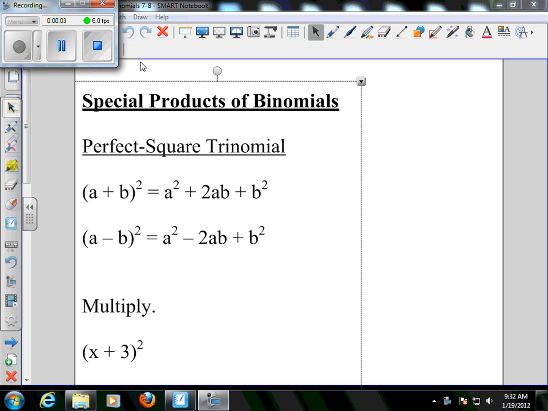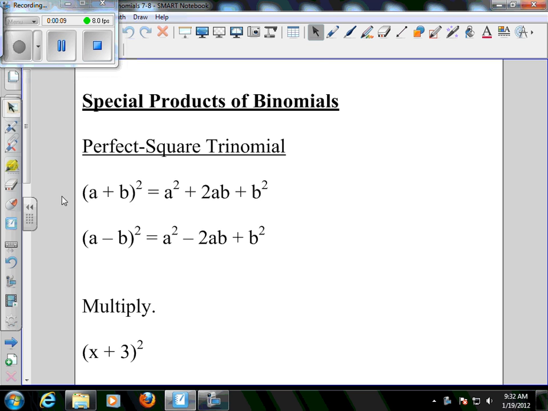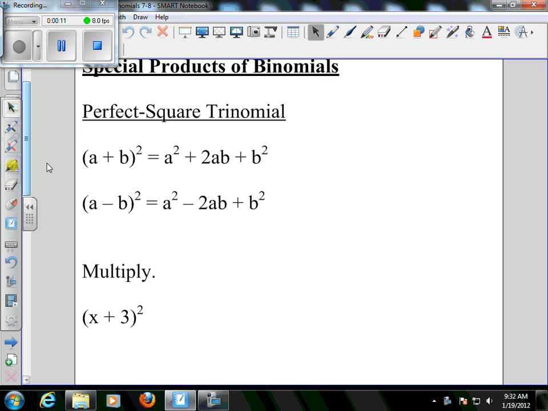Today we're going to be talking about special products of binomials. And let's start. This is really going to give you some shortcuts to multiplying polynomials. If you square a binomial, your result will be what's called a perfect square trinomial.